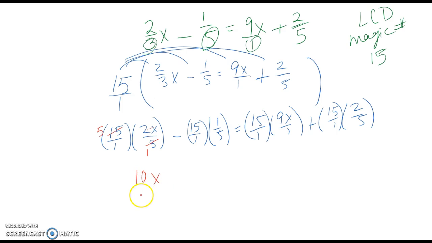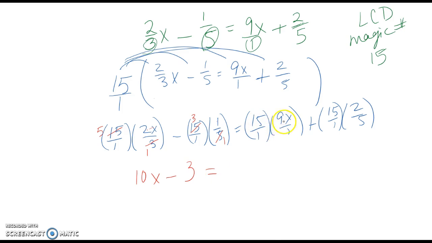If it's over 1, you don't have to write it. Then I'll do my minus sign. Same thing here. I could multiply across, or I could reduce first. So 5 goes into itself once, 5 goes into 15 3 times, and now I'll do top times top. Bottom times bottom is a 1, so I don't have to write it. And then equals, same thing here.